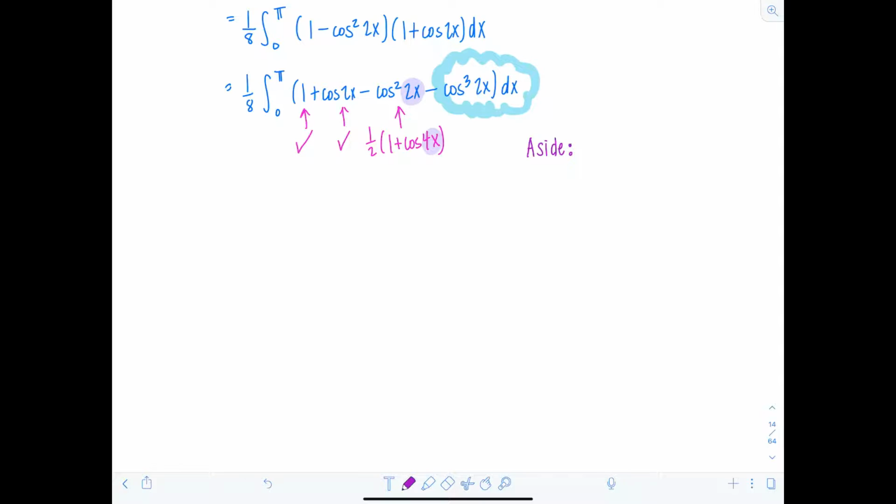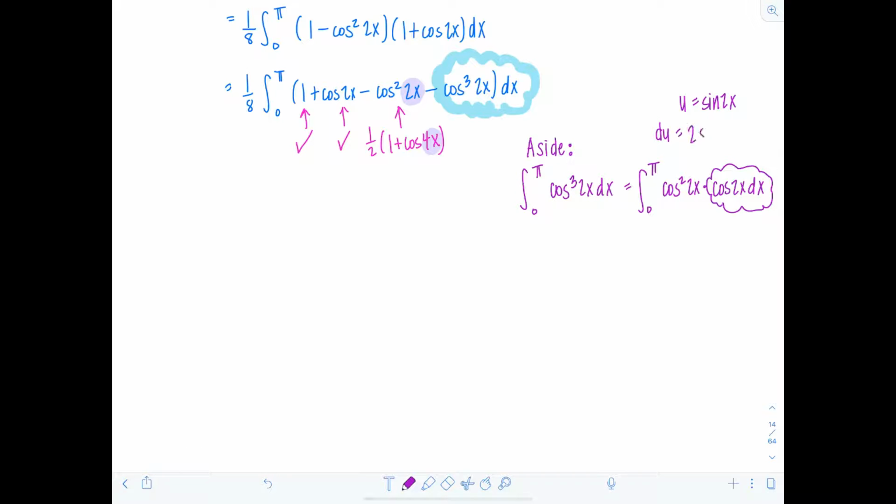So aside, I'm going to look at what the integral is from 0 to pi of cosine cubed 2x dx, which remember, I'm going to break it up, pull the odd man out, 0 to pi, cosine squared 2x times cosine of 2x dx. Now remember, I want all of this to get absorbed as du, which means u would need to be sine of 2x, right? And then du is going to be 2 cosine 2x dx. Are we in good shape?